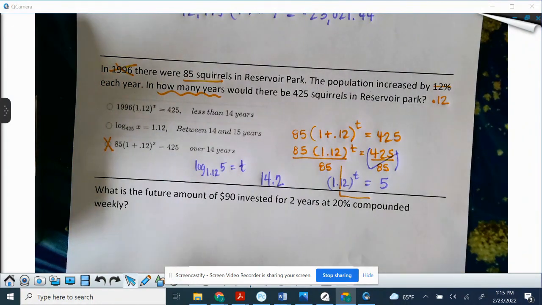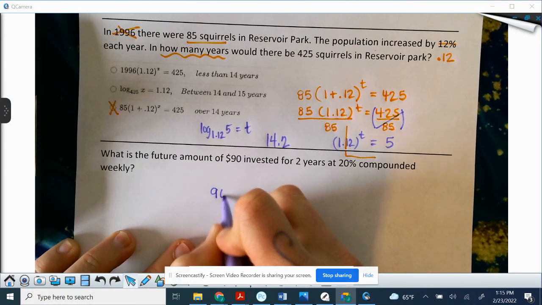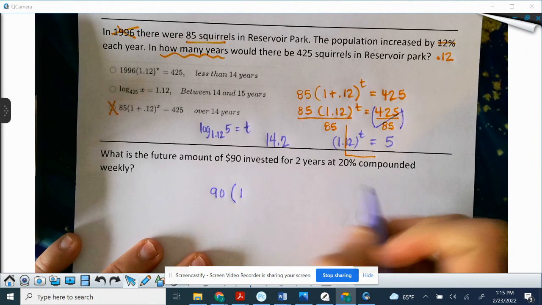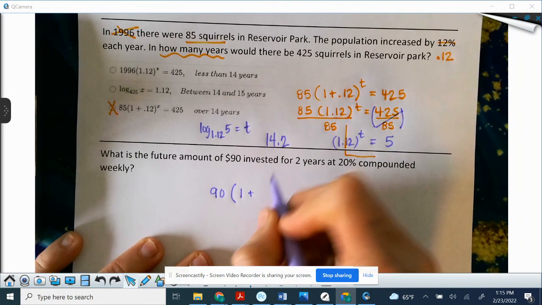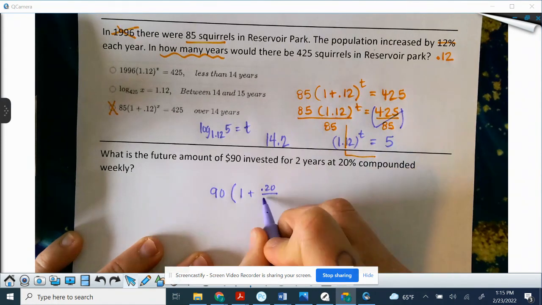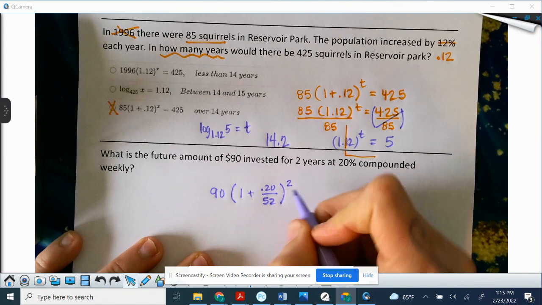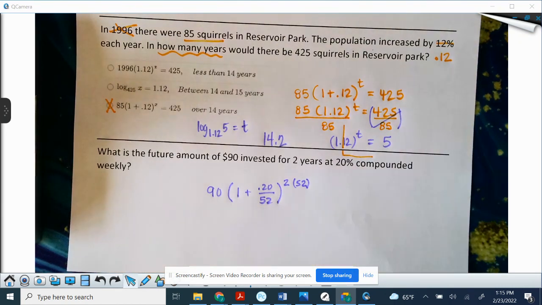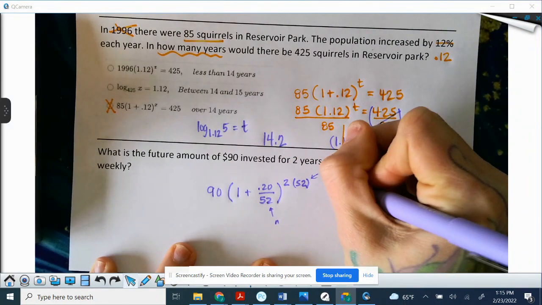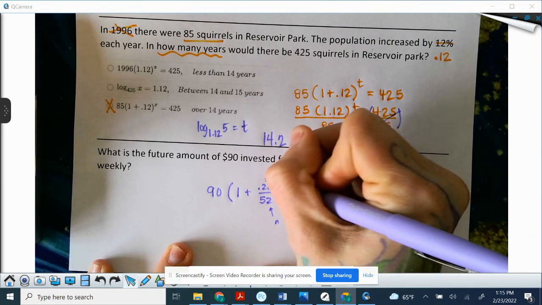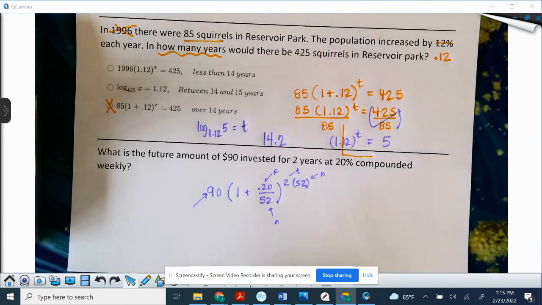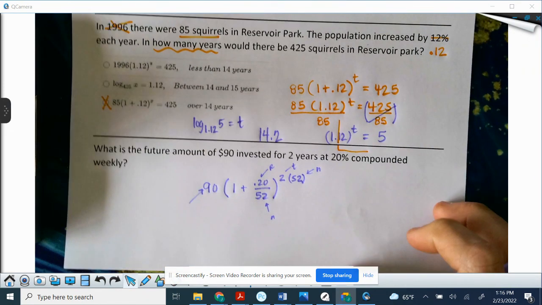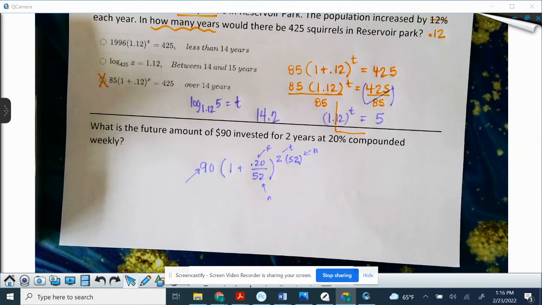All right, future amounts of $90, that's our A still, invested for 2 years at 20% compounded weekly. So then our R is 20%, 0.20, divided by weekly, so 52, for 2 years, times 52. In the formula, these were N's. This is a T in our notes that we used, this is your R, and that is your starting value. I think they normally use a P or an A, depending on which one you watched. Then you're just going to plug it into your calculator at that point.